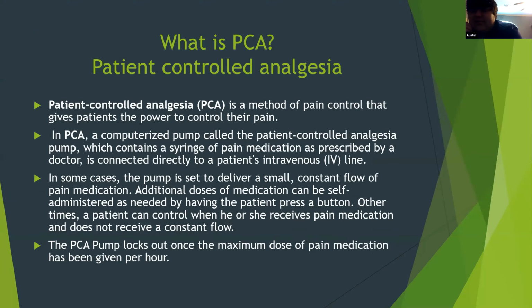In most cases, the PCA pump delivers a small constant amount of pain medication, and there's a button that the patient can press to get a small additional bolus of pain medication when they are experiencing breakthrough pain. But the PCA pump does have a lockout feature that stops the patient from being able to press the button when the maximum dose of pain medication has been given per hour.